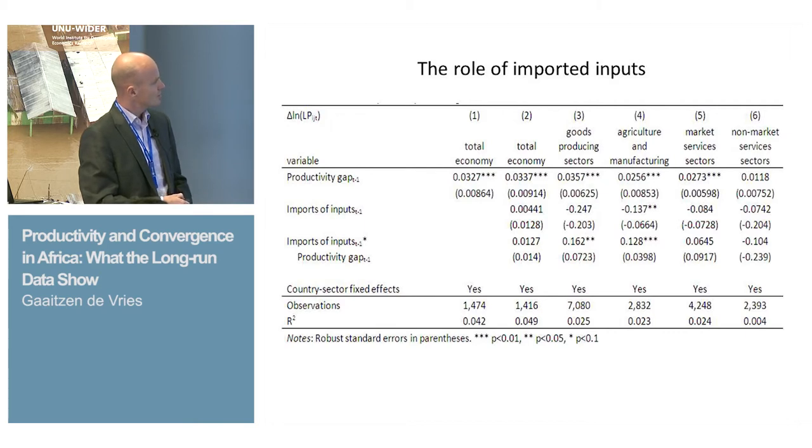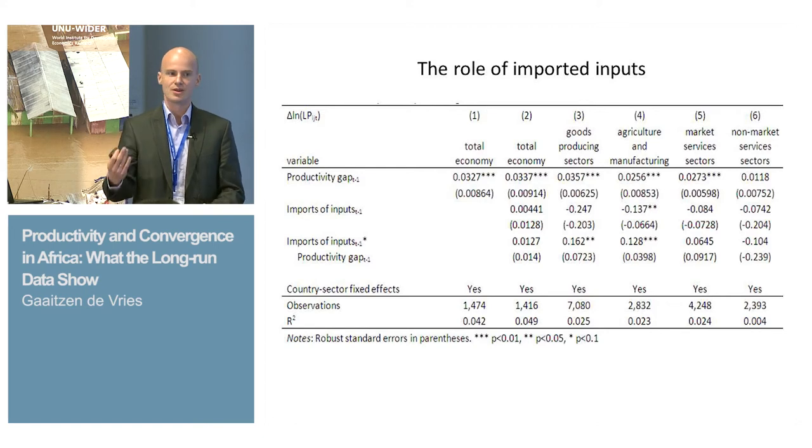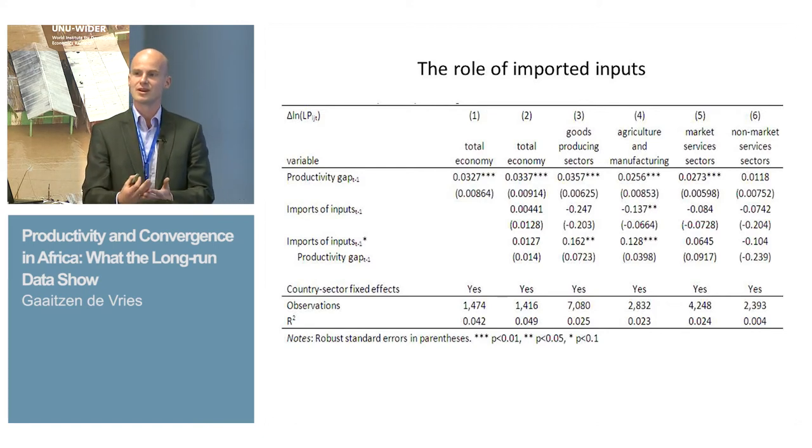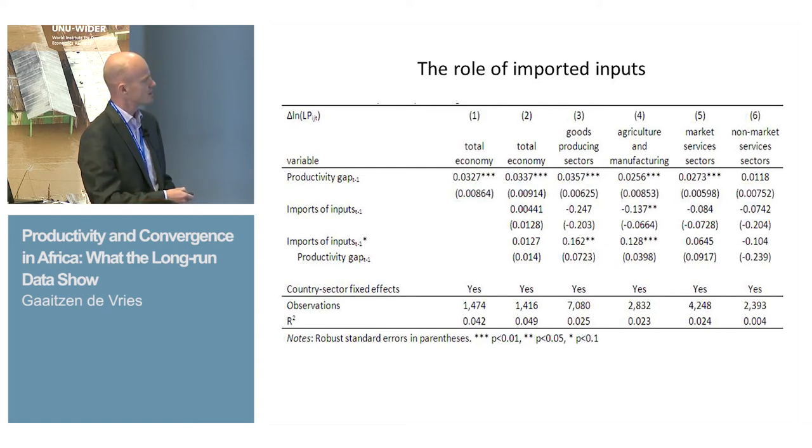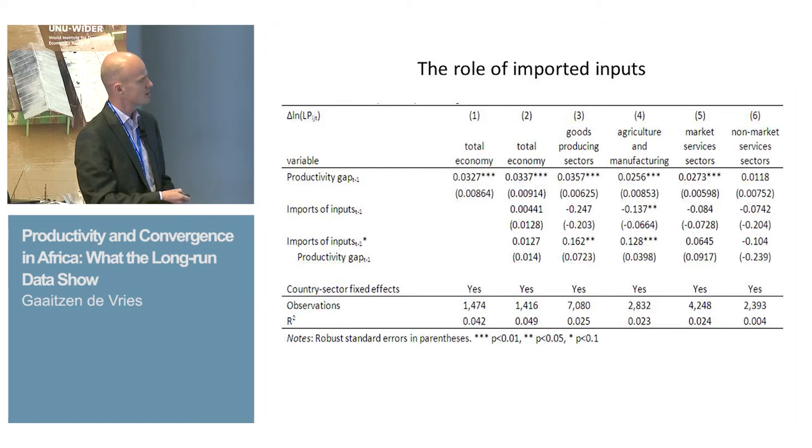But if I go to the more meso level, then I find that if you look at goods producing sectors, and within goods producing I could look at agriculture and manufacturing, there you do find a very positive and very strongly significant effect of imports of inputs on productivity growth. This is in line with all these firm level studies, and most of these firm level studies do this for manufacturing firms, right? So here I also find this positive effect for these sectors.